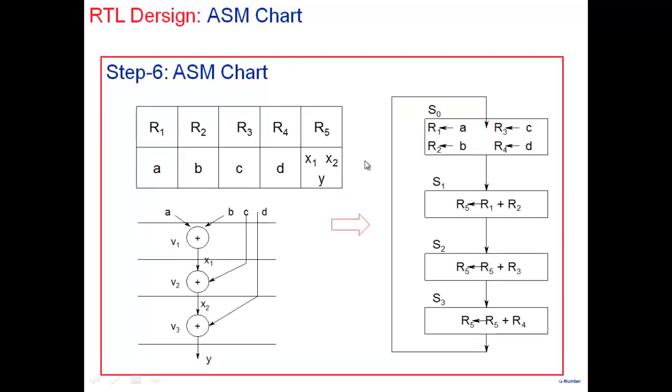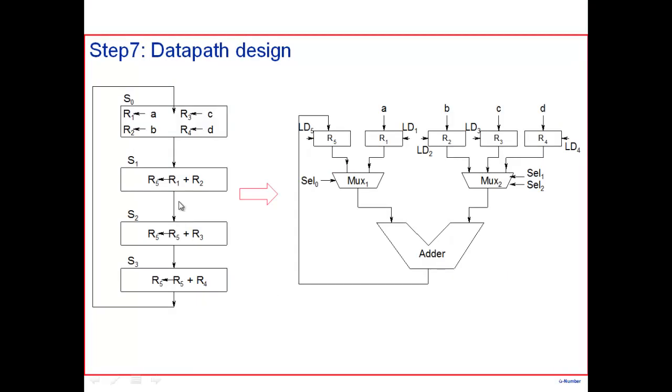And once you're done with that, then you develop your ASM chart. Then you have a description of register transfer statements for each state. And once you have the ASM chart, you can convert it into a data path, looking at the kind of resources that you need, the kind of registers, the kind of functional units, and how you interconnect them. You can determine the data path.